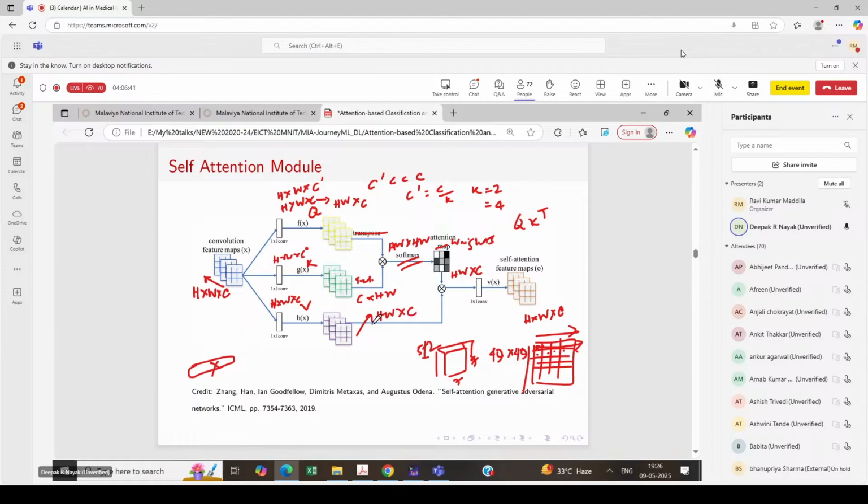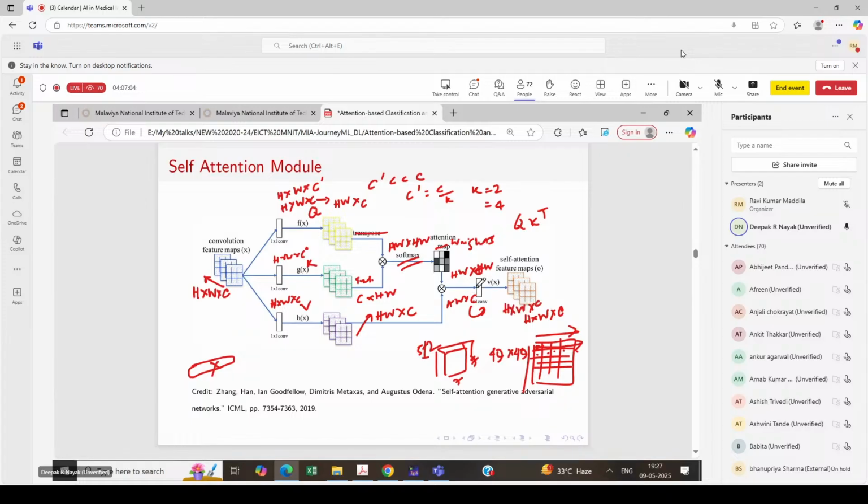Right? And this will have size SW cross C. And then this is having size SW cross SW, and if you just multiply them together, what you will get is SW cross C. Again, you will reshape, and again you will apply, if required, a 1 cross 1 convolution, right? And then finally you will get HW cross C.